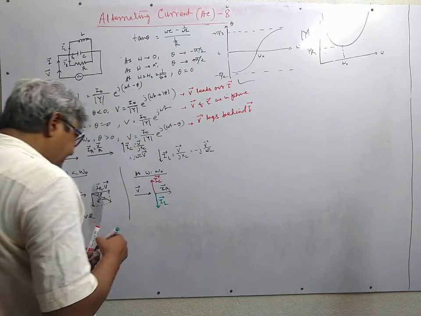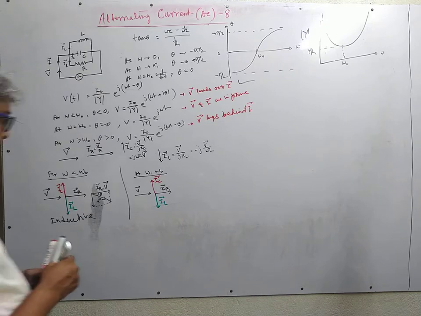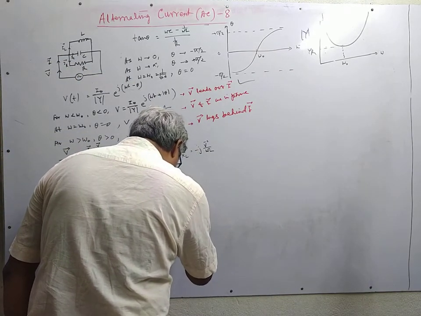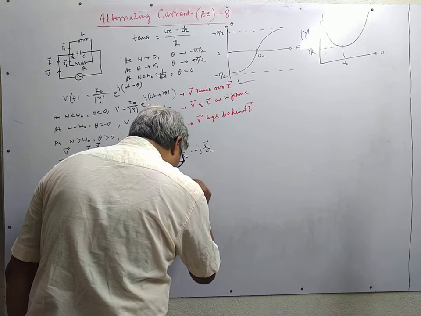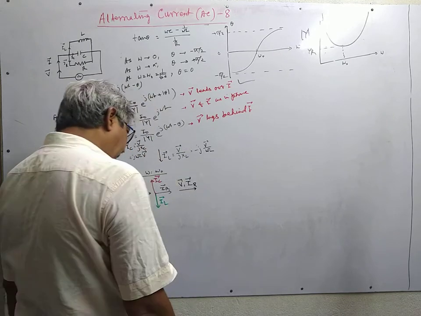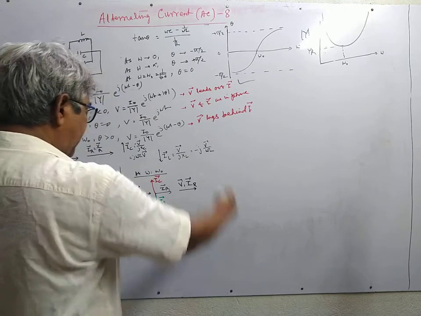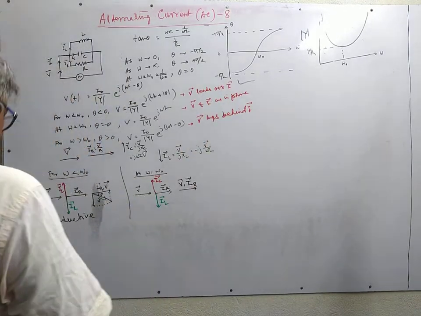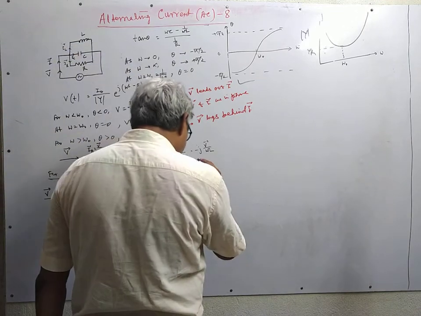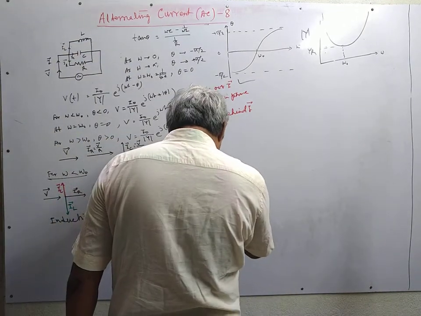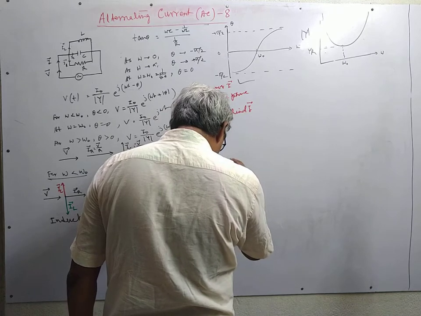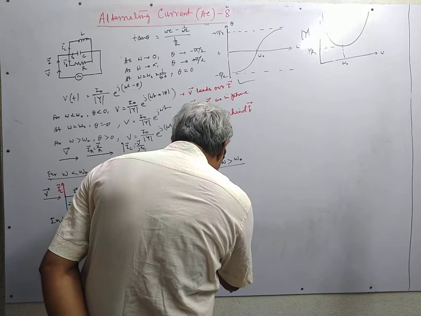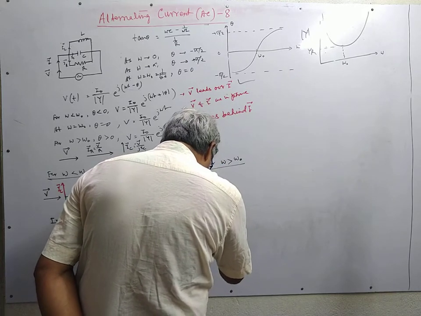At resonance, IL and IC have the same magnitude. This is the direction of V or phasor V, and also this is the direction of IR. So V and I are in phase. Thirdly, the phasor diagram is this.